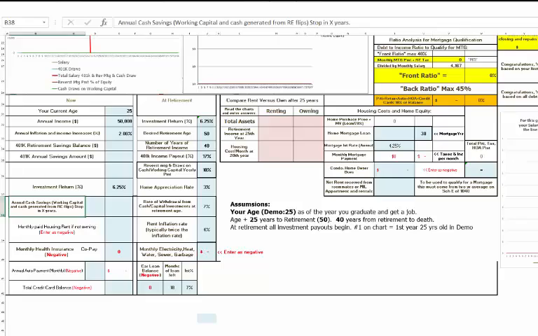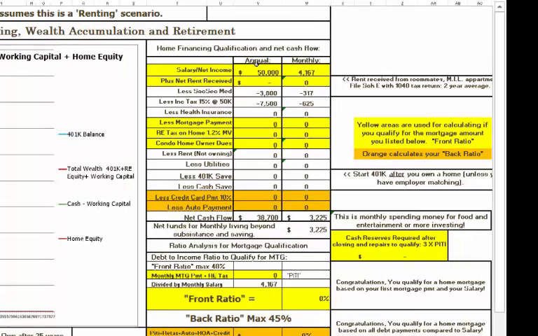So we'll get to that later. Let's just take a look over here at our cash flow picture. Okay, annual, $50,000 a year. Okay, and then we're at less Social Security and Medicare.